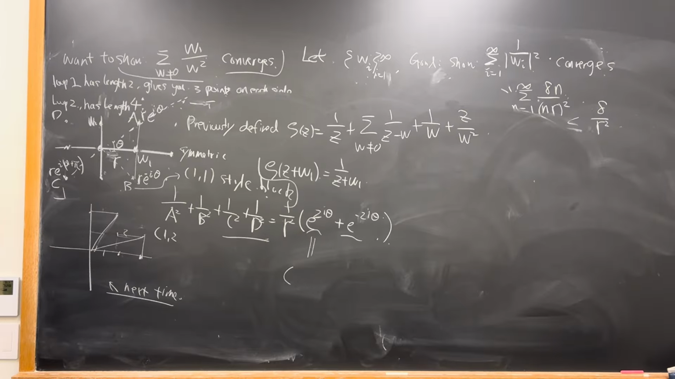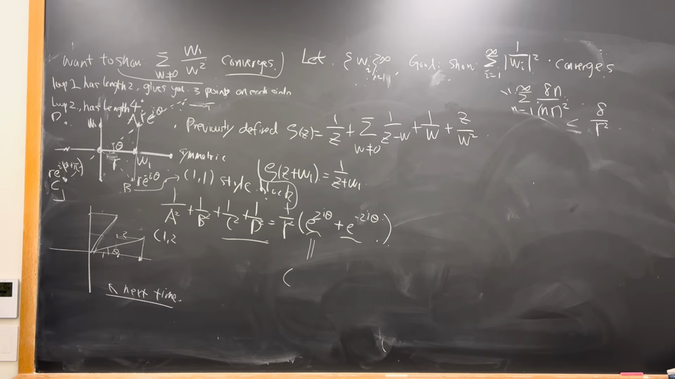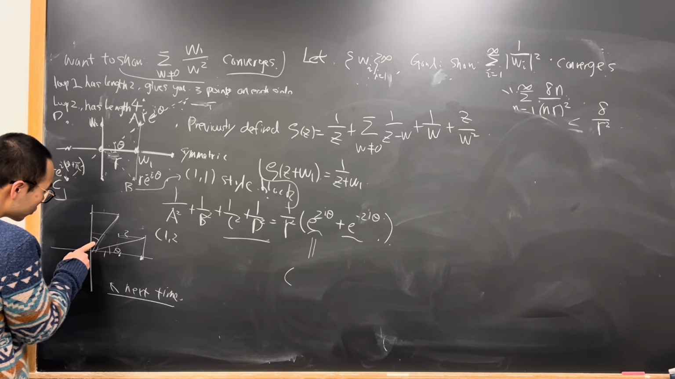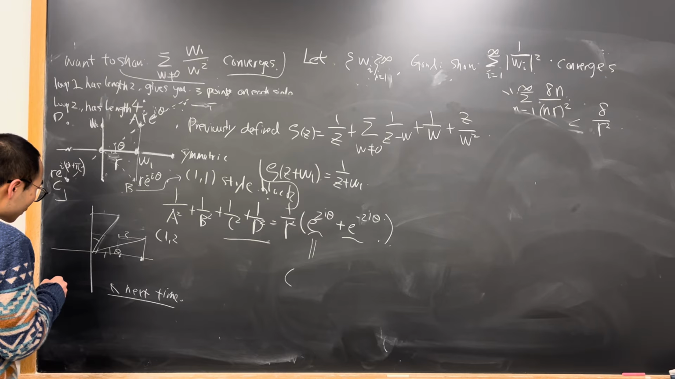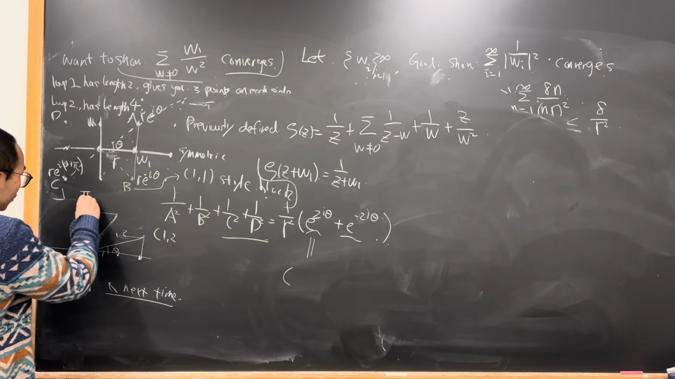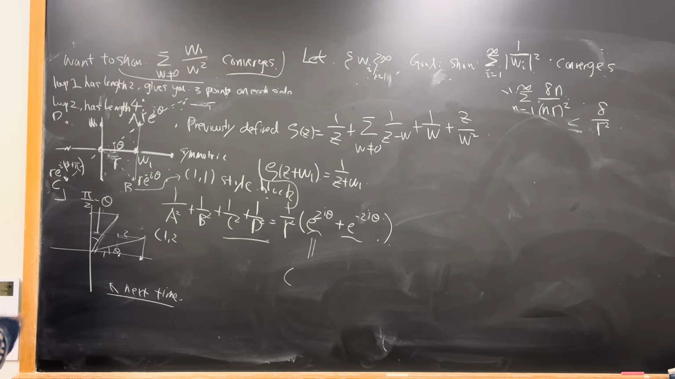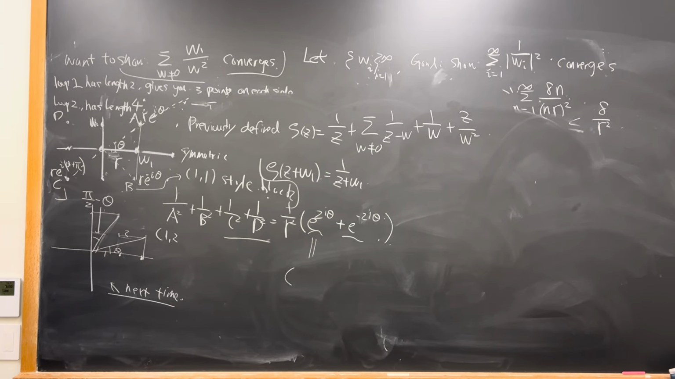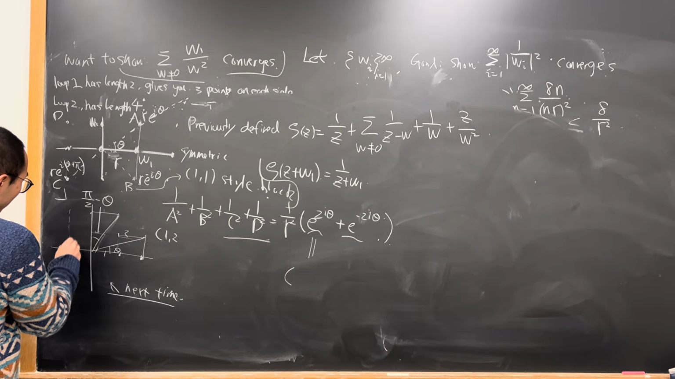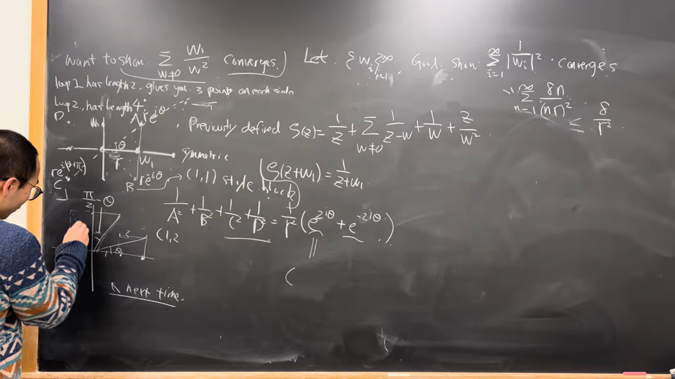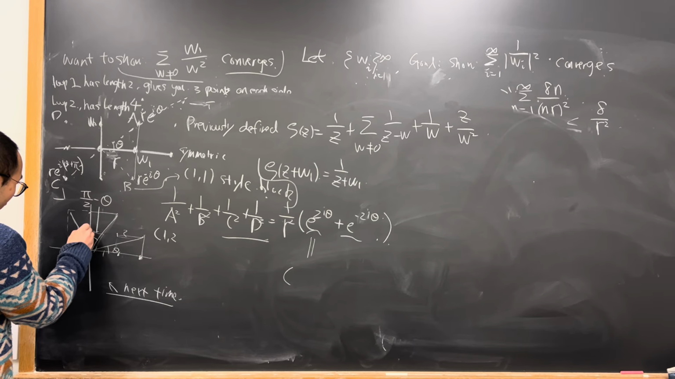So what is the angle? This angle is theta. And this one is exactly 90 degrees minus theta, so this is actually pi over 2 minus theta. Then we also have this angle. I think that's very interesting. This angle is pi over 2 plus theta, right?